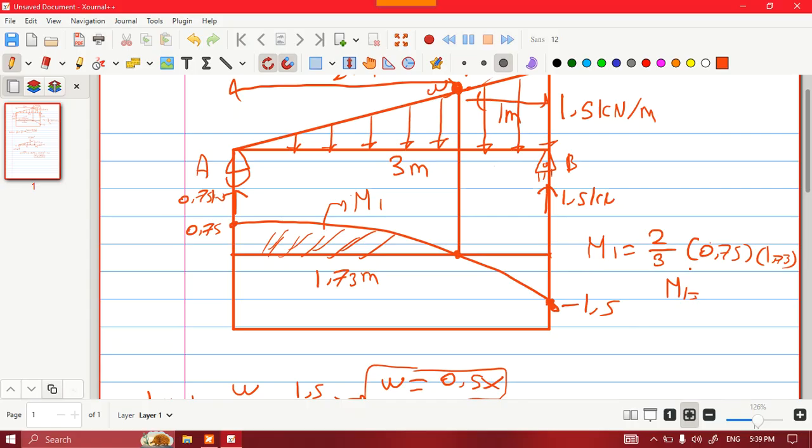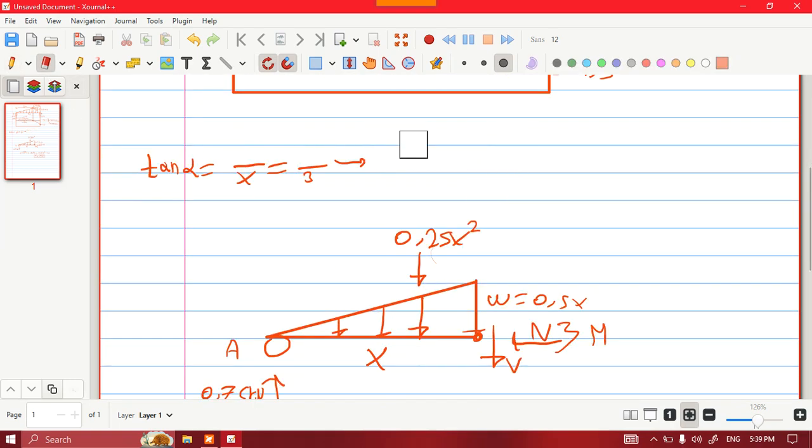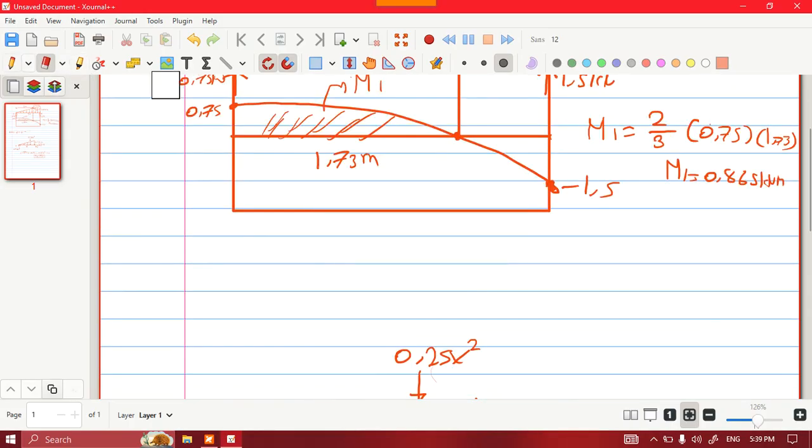and moment 1 will be equal, we use the calculator, approximately 0.865, the moment max to be 0.865 kilonewton meter. This is our maximum moment, and how the moment will behave I'm going to show you right now.